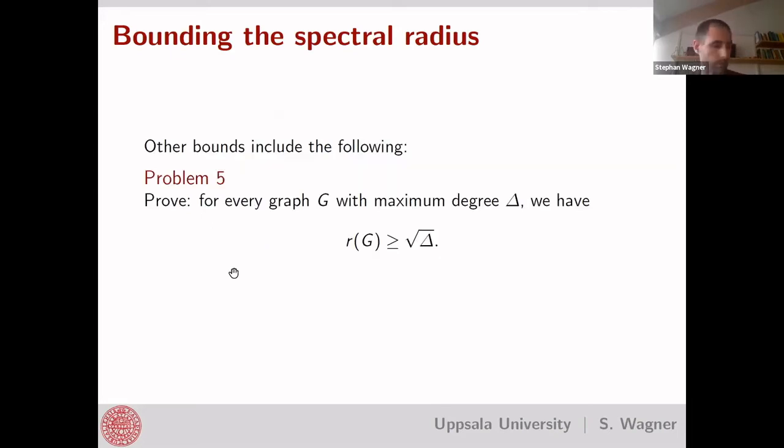One can prove some other bounds, such as this one. For every graph with maximum degree delta, the spectral radius is at least the square root of the maximum degree. So earlier I said it's at most the maximum degree. On the other hand, it's at least the square root of the maximum degree. So we can bound it in both directions, knowing the maximum degree. I leave this also as a problem for you to think about during the break, and Kenneth later will talk about this.